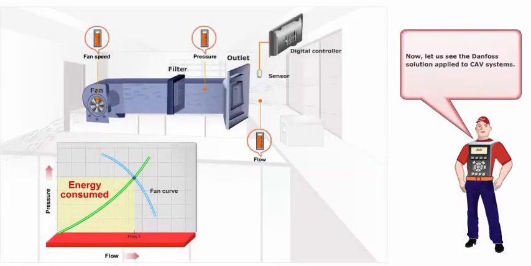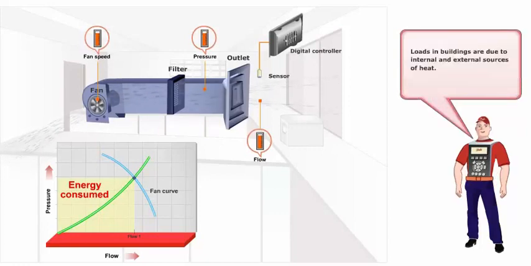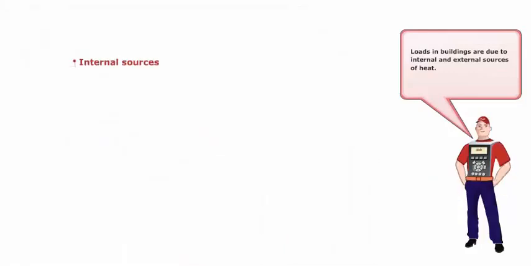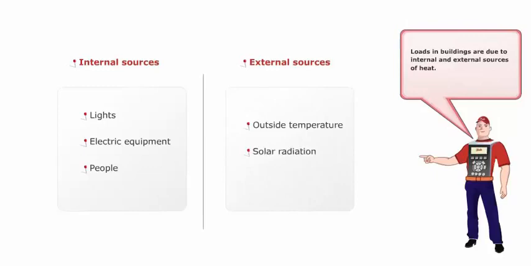Now, let us see the Danfoss solution applied to constant air volume systems. Existing buildings, and some new buildings, have constant air volume systems, despite the fact that the load varies. Loads in buildings are due to internal and external sources of heat. Internal sources are lights, electric equipment, and people. External sources are outside temperature and solar radiation.